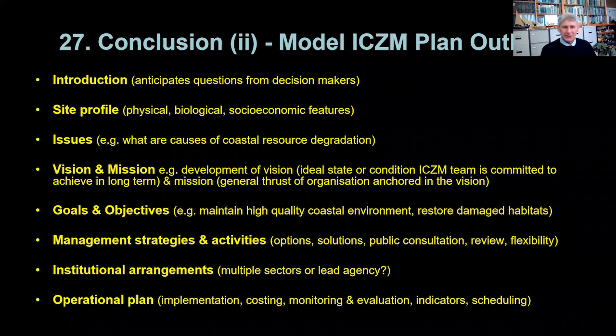And then we need an agency to operate this. It could be multiple agencies across government and NGOs, or like in Australia for the Great Barrier Reef, because they had the Queensland government as well as the state government, they invented a new organisation between the two, which was the lead agency, the Great Barrier Reef Marine Park Authority. So sometimes a new agency is the best way to achieve the results. And then we need an operational plan. How are we actually going to implement, cost, monitor, what sort of indicators are used, over what time?